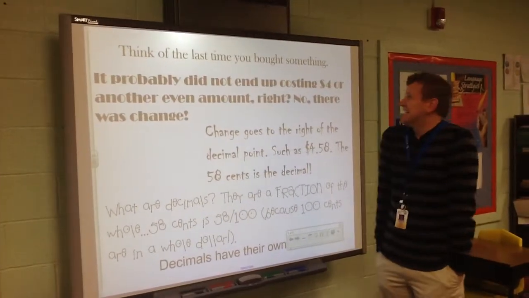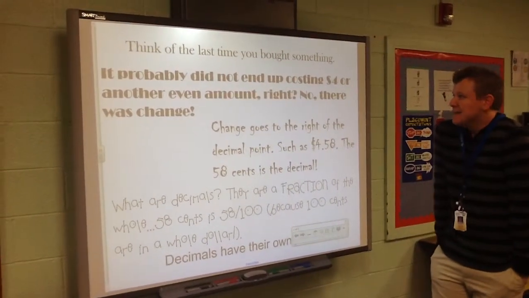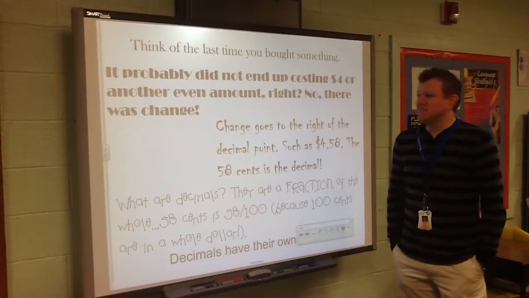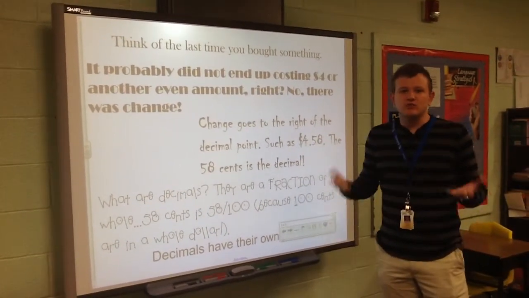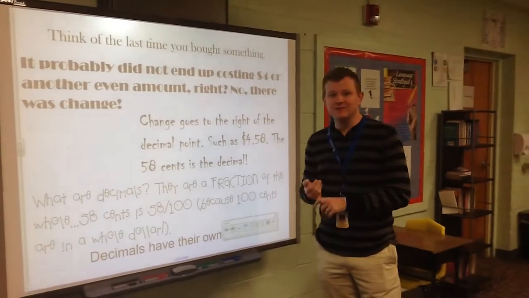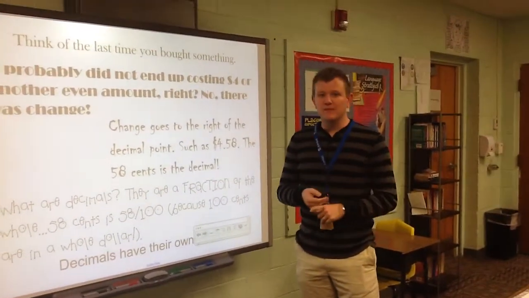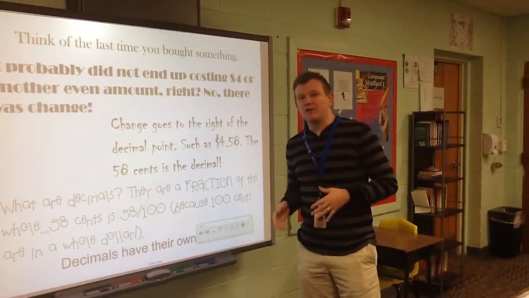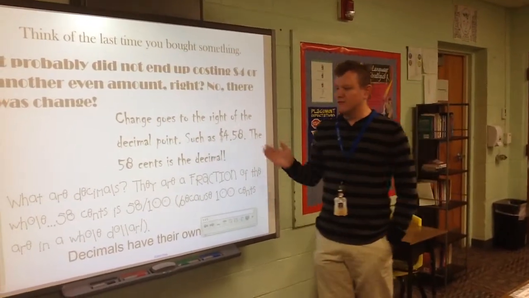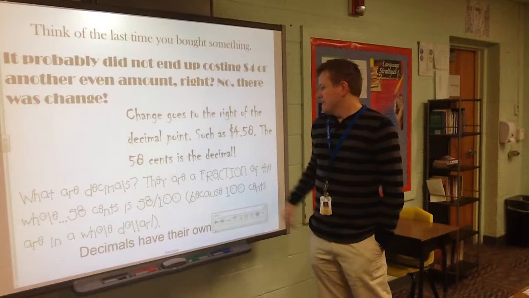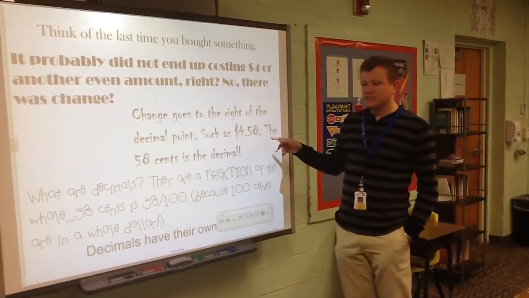Think about the last time you bought something. It probably did not end up costing $4 even, or any other even amount, right? Of course, there was change. Doesn't matter if you went to McDonald's or bought something from the grocery store, it probably wasn't $4 or $5. Maybe, but probably not. Change goes to the right of what we call a decimal point, such as in this example, $4.58.